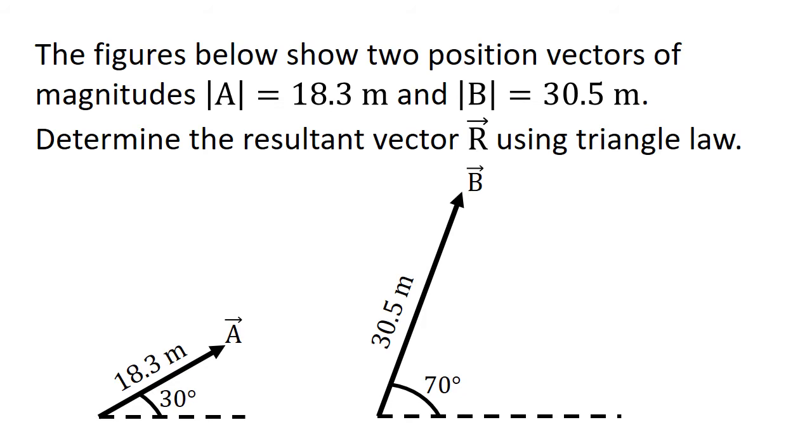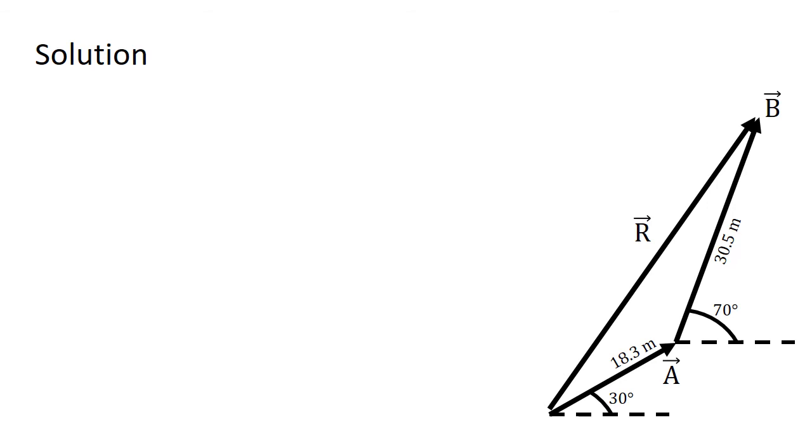So, solution. By definition of the triangle law, if we place the tail of vector B on the tip of vector A, then we can form a triangle by adding the resultant vector. The resultant vector completes the triangle, which is drawn from the tail of A to the tip of B. So here we form a triangle where one side is 18.3 meters and the other side is 30.5 meters. Then we have the unknown side, which is the magnitude of vector R, the resultant vector. We are looking for the magnitude and also the direction of vector R.